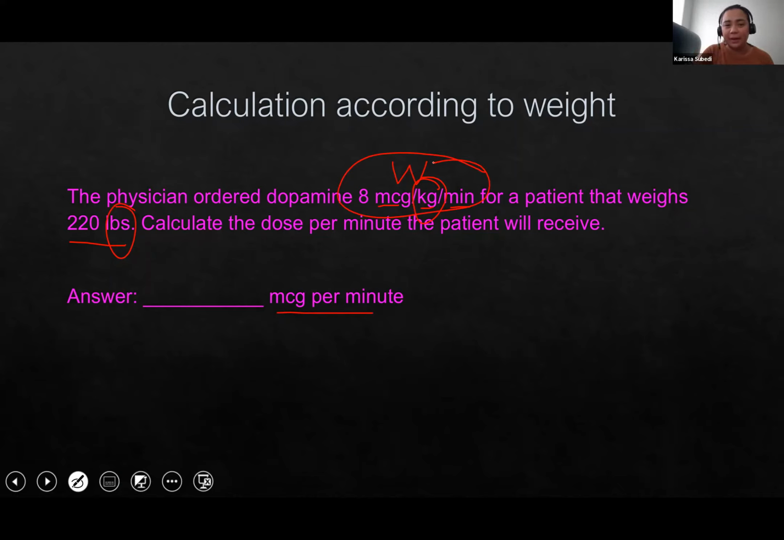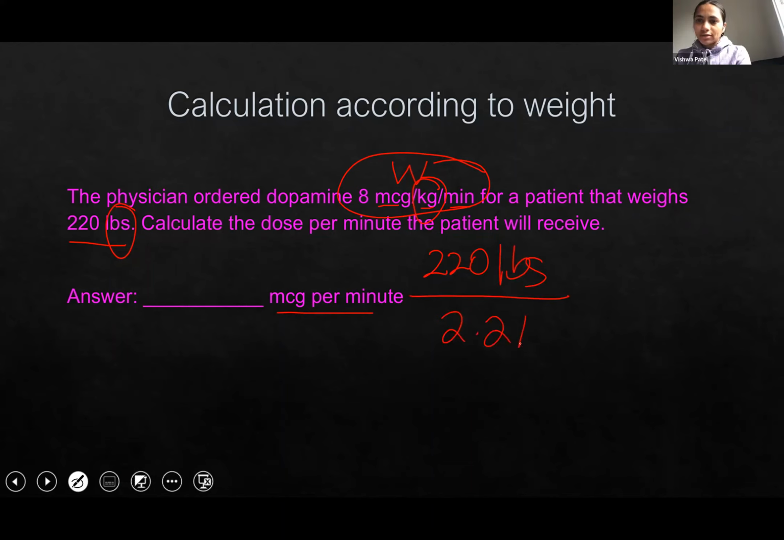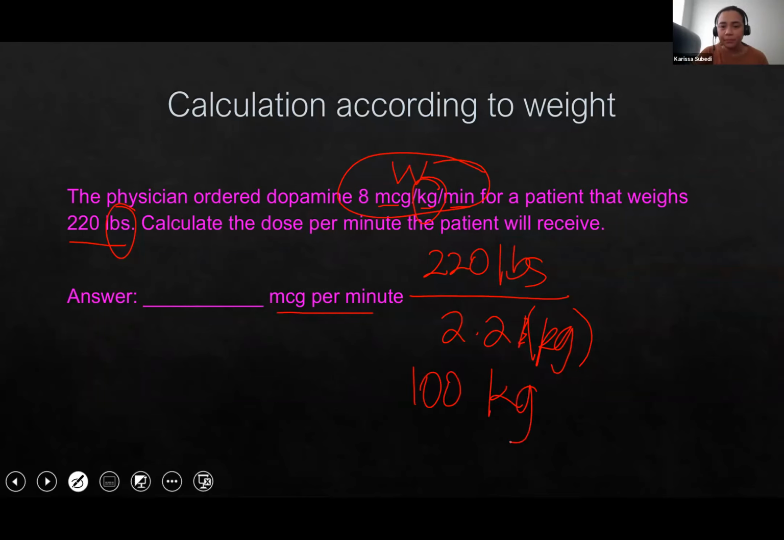What is the conversion there? Divided by 2.2. 220 pounds divided by 2.2, for the kilogram. So in that case, what is the answer? 100 kilograms. So your patient is actually 100 kilograms.